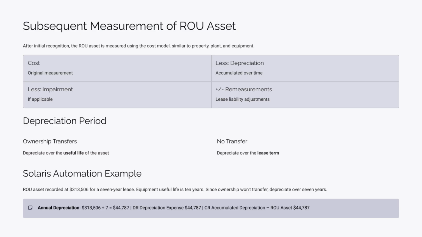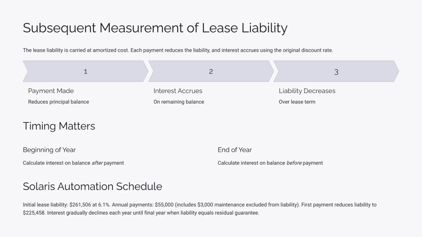Let's see another example. Suppose the ROU asset was recorded at $313,506 for a 7-year lease. The equipment's useful life is 10 years. Because ownership won't transfer, Solaris depreciates it over 7 years, using straight-line depreciation. Depreciation expense each year, $313,506 divided by 7 equals $44,787. The journal entry would be debit depreciation expense $44,787. Credit accumulated depreciation, ROU asset $44,787.